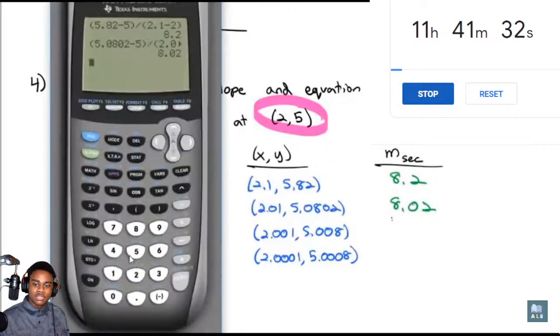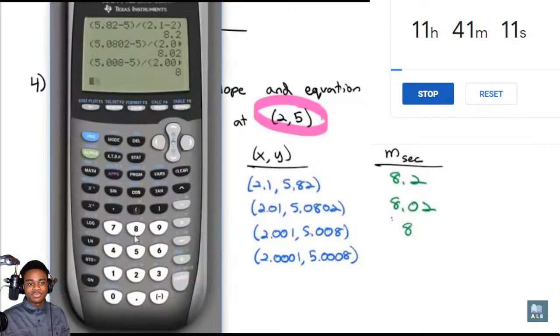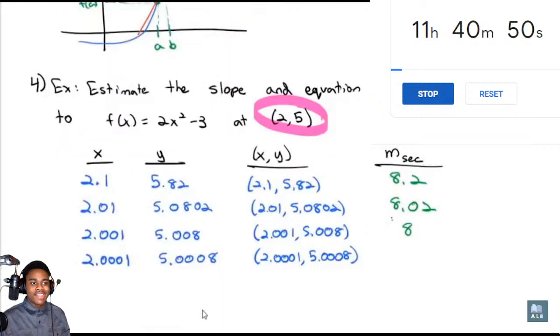Let's try our third point. Our third point was 5.008 minus the 5, divided by the 2.001 minus the 2. And now we're going to get this nice, pretty 8. Our slope right now is 8. In fact, when we do it again for the fourth point, we're going to get the exact same thing because we are so close. The difference is going to be minuscule. 5.0008 minus the 5, divided by the 2.0001 minus the 2. And again, we get 8 for the slope.